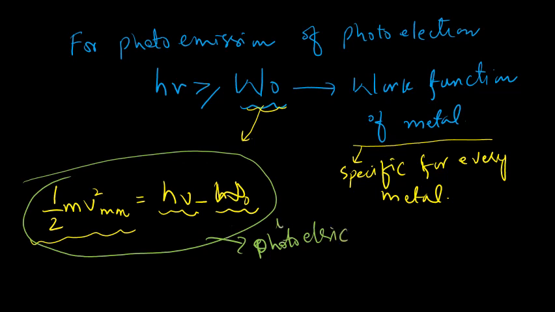It is the Einstein photoelectric effect equation. Einstein gave us the idea of the photon, that light consists of photons, which are discrete packets of energy. So this is called the Einstein photoelectric effect or Einstein photoelectric equation.